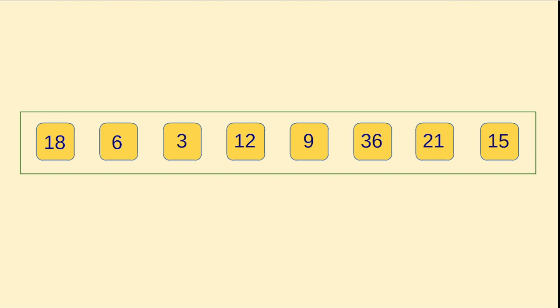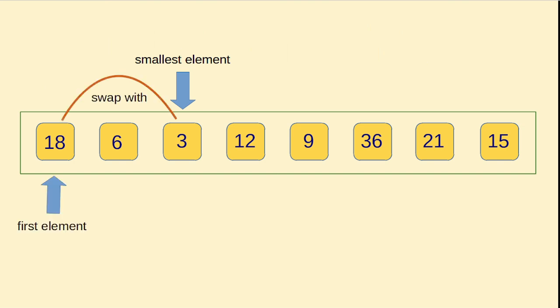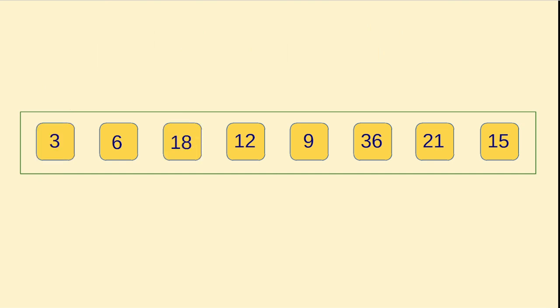From among the considered elements, the selection sort algorithm finds the smallest element, or the minimum value element, which is 3 in this case. This smallest element is then swapped with the first element. Having completed the swapping, we have the smallest element in the first position, the value 3 in the first position.